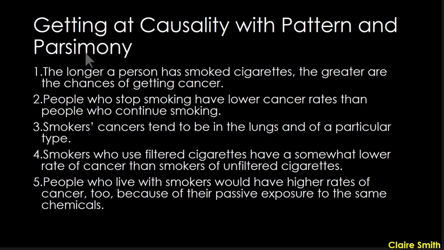So with pattern and parsimony, you just look at the results of correlational studies that you already have, and base your causality off of those. Oftentimes you need to have multiple studies included for this to be significant at all. But your book gives an example of smoking leading to lung cancer, right? Having cigarette smoke being a cause of lung cancer.